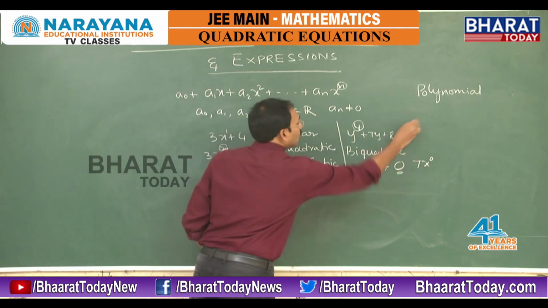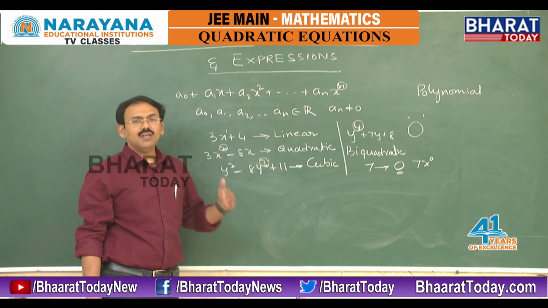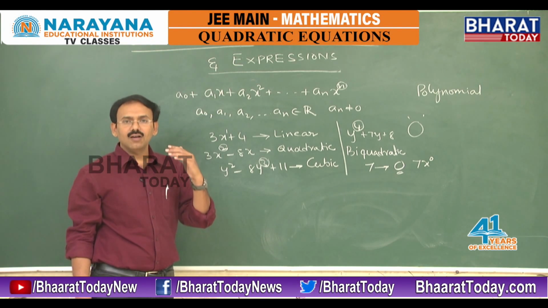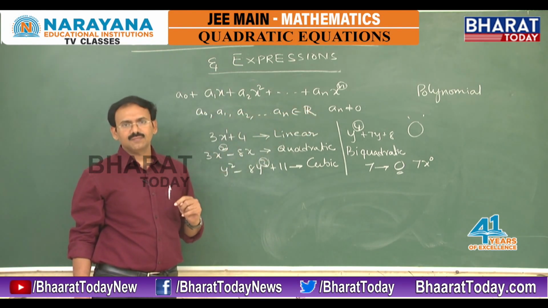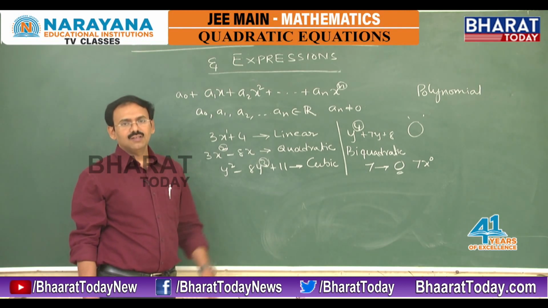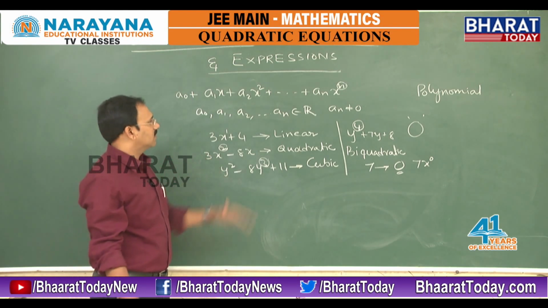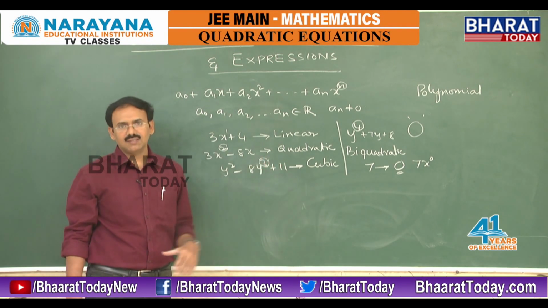Is 0 also a polynomial? Yes, 0 is also a polynomial, specially defined and called the zero polynomial, where all coefficients are 0 and its degree is not defined. So 0 is also a polynomial whose degree is not defined. That's all about polynomials which we have learnt in the previous class.